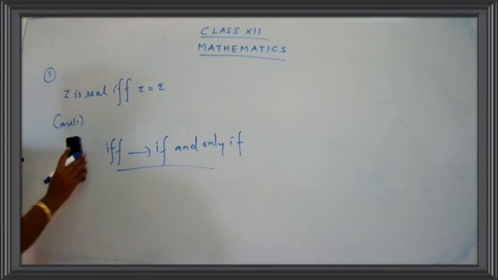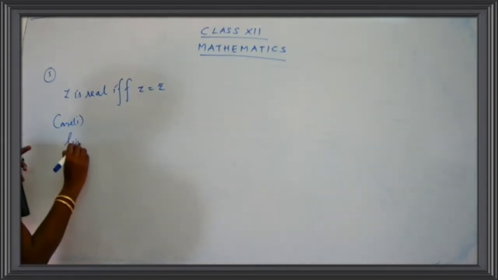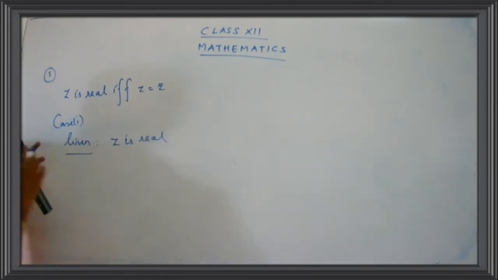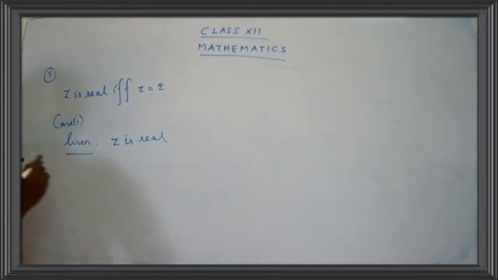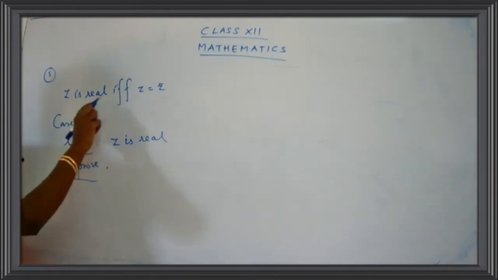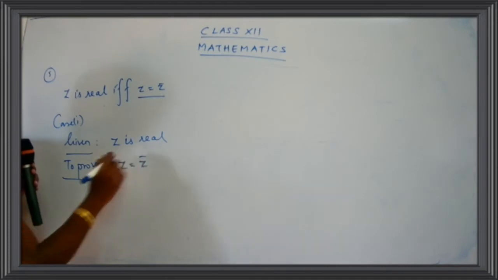The first case is, what is given to you? Z is real. For the first case, I'm going to take Z is real for the given part. And to prove, I am going to prove the second part. What is the second part given over here? Yes, Z is equal to Z bar, or conjugate of Z.